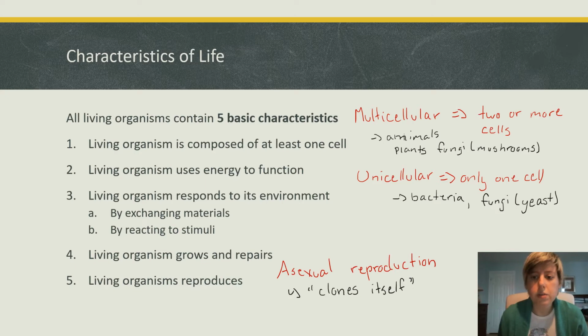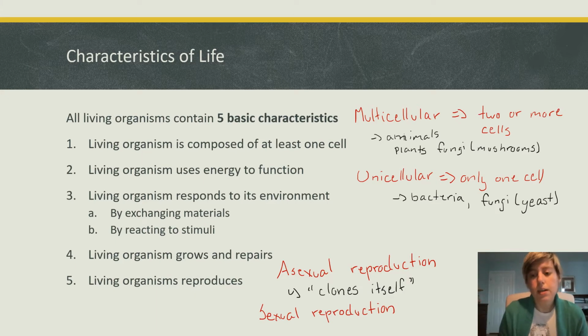So asexual reproduction is kind of like cloning itself, and that is usually done by single-celled organisms. What happens is that the cell basically copies all of its genetic information, copies itself, and splits into two parts. So you only really need one organism to undergo asexual reproduction.